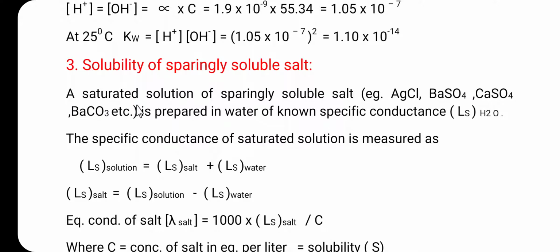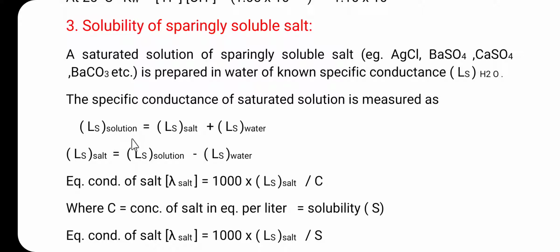So here a saturated solution of the sparingly soluble salt is prepared in water of known specific conductance. First of all, we have to prepare the saturated solution of the sparingly soluble salt in water whose specific conductance is known. The specific conductance of the saturated solution is measured, that is, LS of solution is equal to LS of salt plus LS of water. That means the specific conductance of the salt plus the specific conductance of the water. The specific conductance of water is known, and by using the conductometer, the specific conductance of the solution is determined.